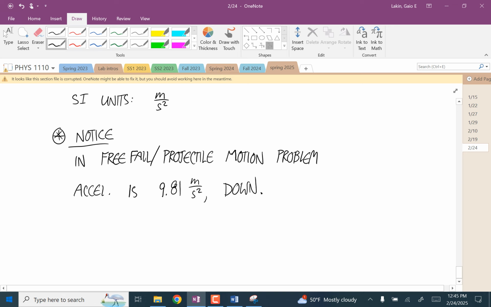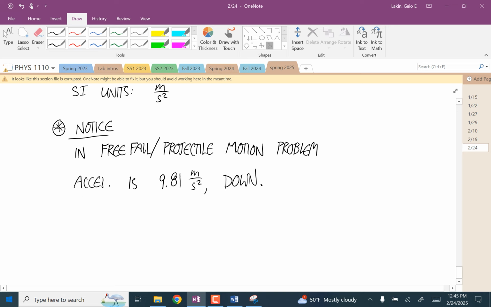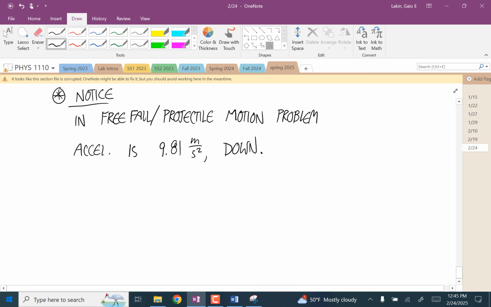That's not a surprise, that's the same thing that happened in one-dimensional motion. And as far as components go, if you choose your y-axis pointing up, which is what I'm always going to do for free fall problems, then the acceleration vector is always going to be 0 for x, negative 9.81 for y.